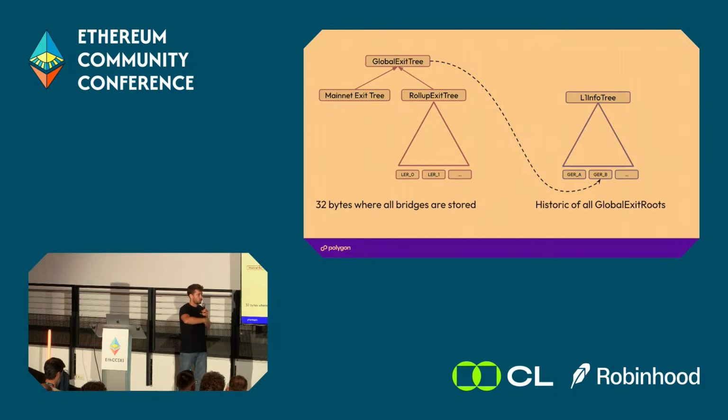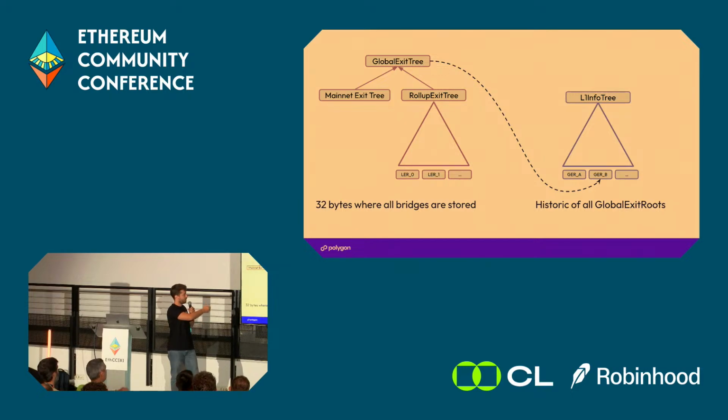And we need to move forward in time. That's why we use another tree, called the L1 info tree. We use the L1 info tree to move the global exit tree around in time. In each one of the leaves of the L1 info tree, we have a global exit root. In the first leaf, we will have a global exit root that contains some bridges. And in the next leaf, we will have another global exit root that contains those bridges and the new bridges that have happened in a slot of time.